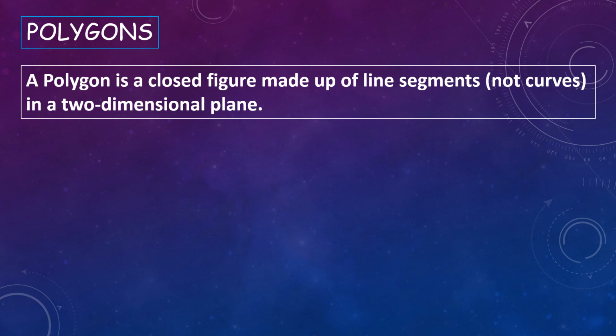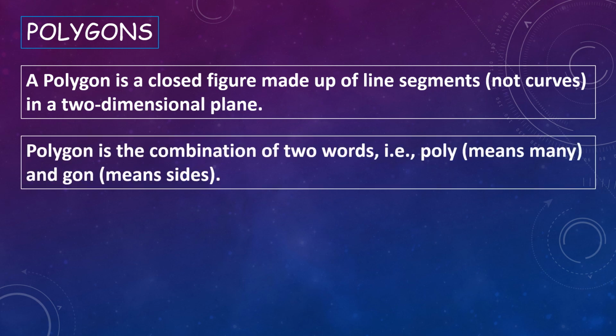Whereas we have square, it is a closed figure and it has four line segments. So it is a polygon. Now polygon is the combination of two words, poly and gon. Poly means many and gon means sides. Many sides. Let us see the examples of polygons.